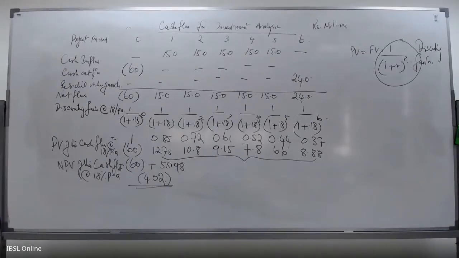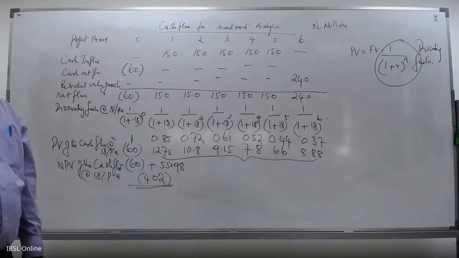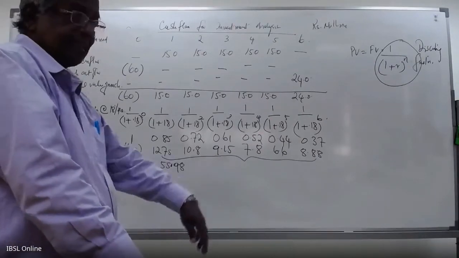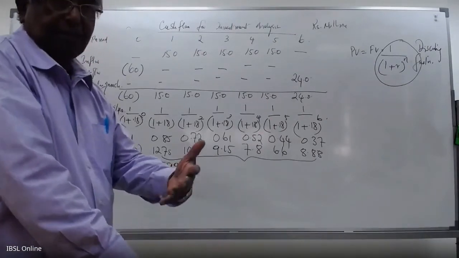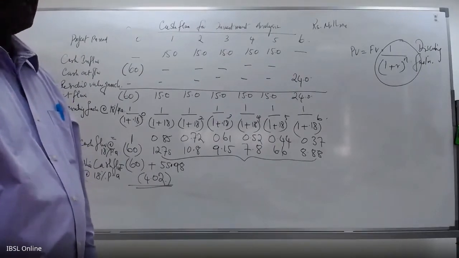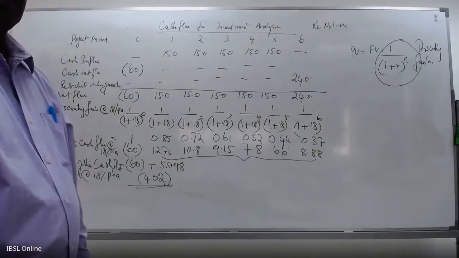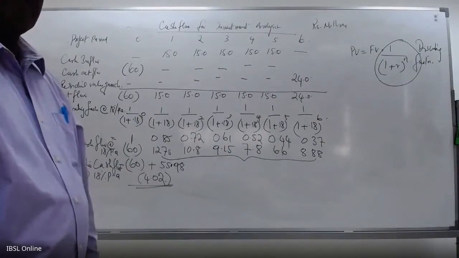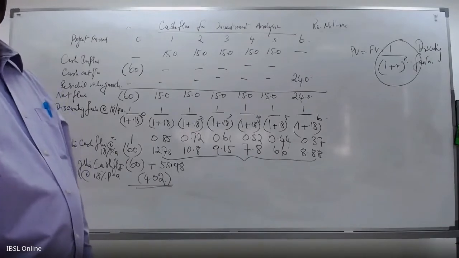Okay, now what can we do? The company is thinking: if this investment at this interest rate is not worthy, they negotiate with the bank to reduce the interest. Just for our calculation purpose, the bank has accepted and agreed to give this facility at 13%. Let us see whether it is worthy at 13% interest rate.